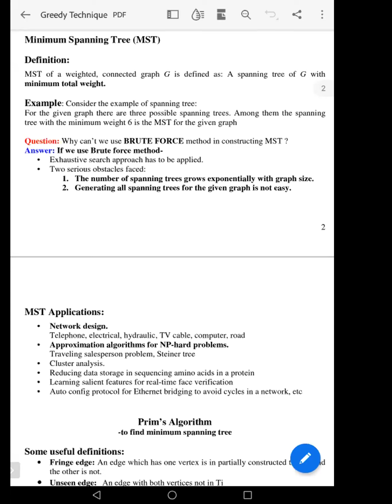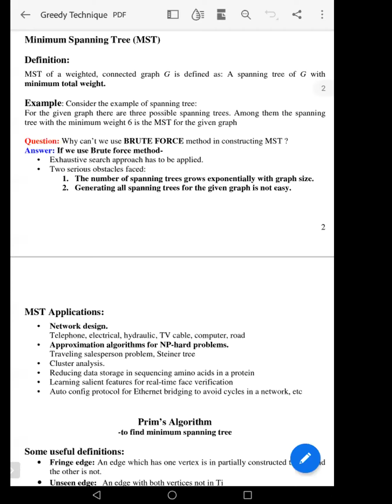Now come to another design technique, that is divide and conquer. That is the most popular design technique. The time complexity of the problems which you can solve using divide and conquer is either big O of n log n or log n. The problems we can solve using this technique are merge sort, quick sort, binary search, matrix multiplication.